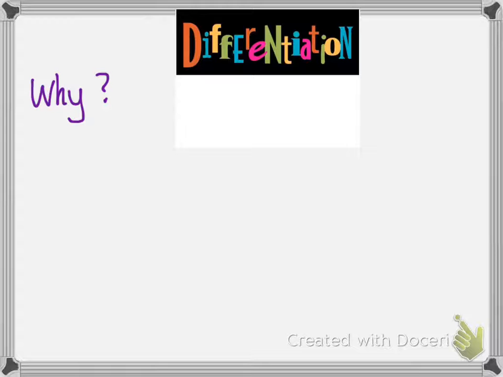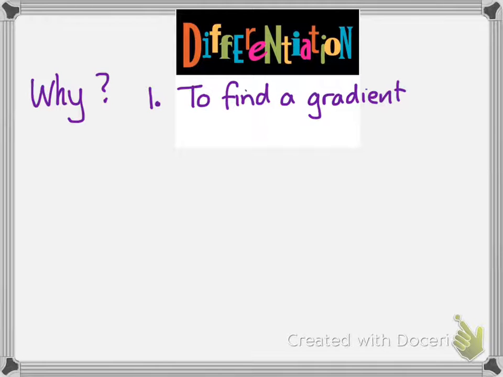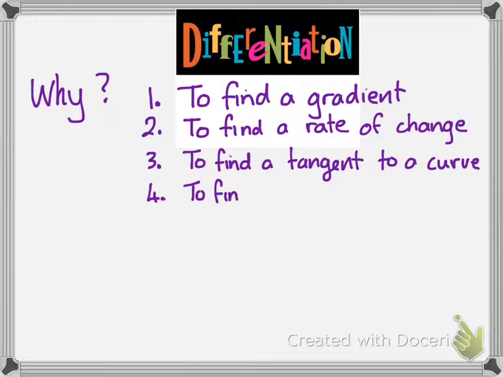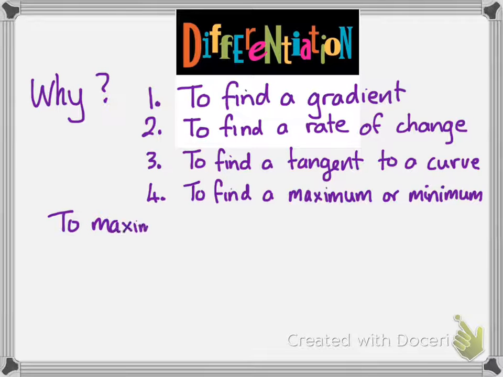Why do we differentiate? This is really important you remember this, because the questions won't necessarily tell you. But we differentiate to find a gradient, to find a rate of change, to find a tangent to the curve, and to find your maximums and your minimums. To maximize the profits and minimize the costs, that's where we apply them to questions. So we need to recognize those words.